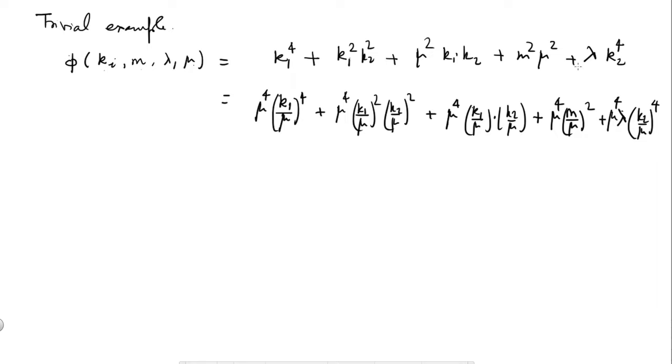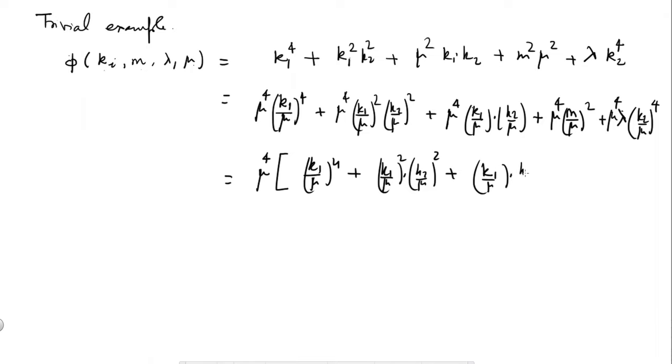So you see, I can rewrite this as the following, and each term has a mu to the 4. That has come out purely because of dimensional analysis, because we are making everything else dimensionless. All the other quantities, k1's and so on, have been divided by mu, so they become dimensionless, and that is why this is what you get. So k1 over mu dot k2 over mu.